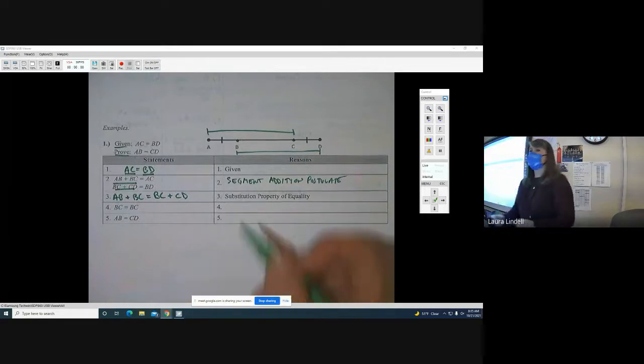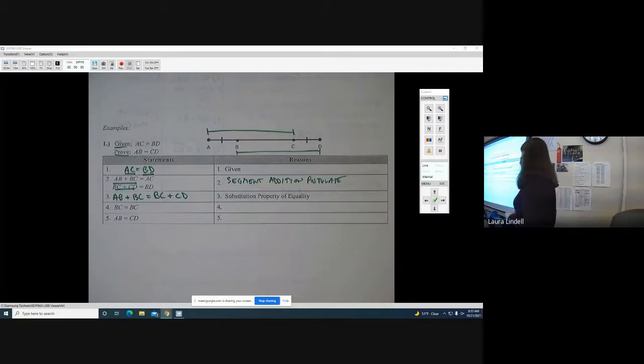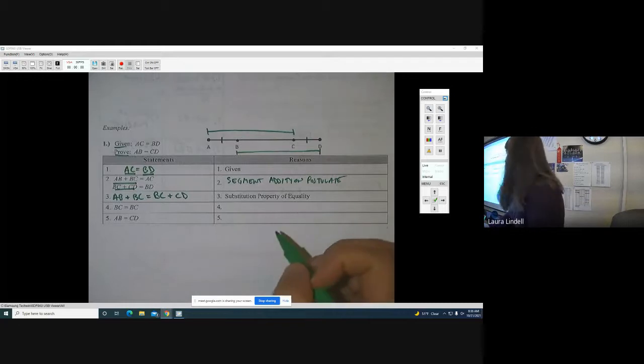So that's where we're going to see substitution used. I know we haven't seen it used a whole lot yet when we were doing algebraic proofs and stuff like that. That's where we're going to see substitution. We're going to start seeing that more and more. All right.